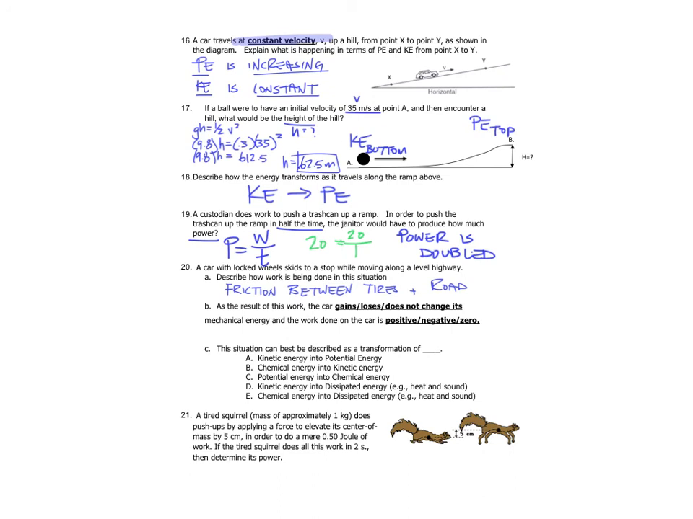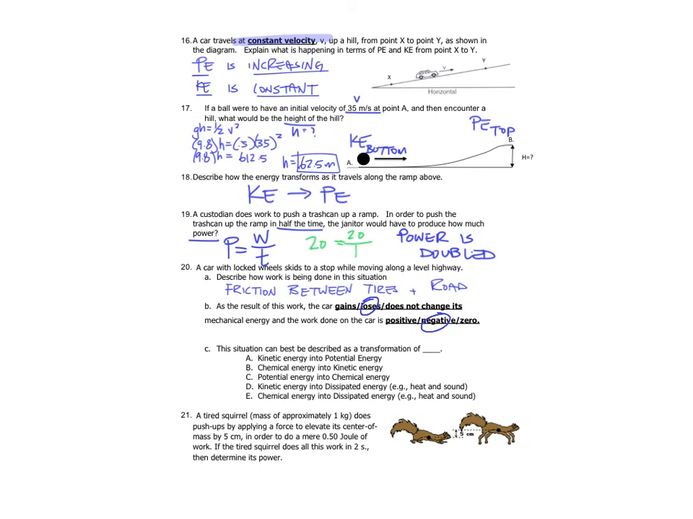Okay. As a result of this work, the car gains, loses, or does not change its mechanical energy. Well, the friction is causing the car to slow down, so it's a decrease in velocity. So that is a decrease in kinetic energy, therefore it is losing energy. And if it's losing energy, that means the force and the displacement are in opposite directions. That is negative work.